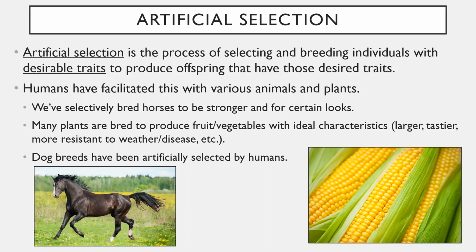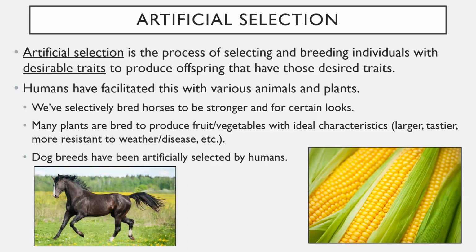We've selectively bred horses to be stronger and for certain looks. So in other words, because horses have been domesticated by people, they're under the ownership of human beings, we've actually been able to selectively breed the ones that have characteristics that we want. So whether it's strength, whether it's endurance, or whether it's even just the way they look. If we like the way a certain type of horse looks, we breed that so that that look gets passed to the next generation. Plants are where this becomes a much bigger deal, of course.